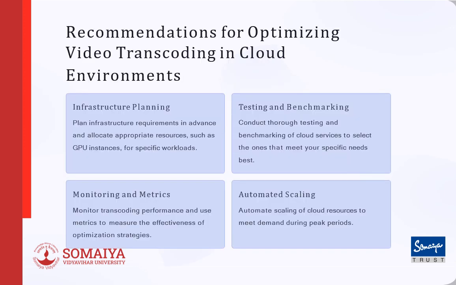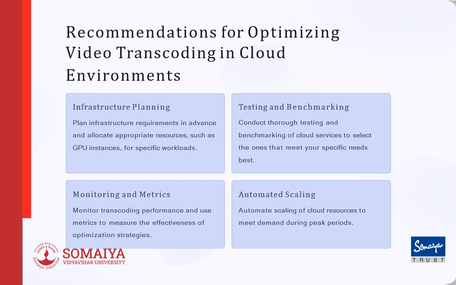Recommendations for optimization of video transcoding in the cloud environment. Infrastructure planning: plan infrastructure requirements in advance and allocate appropriate resources, such as GPU instances, for specific workloads. Monitoring, testing and benchmarking: conduct thorough tests and benchmarks of the cloud service to select the one that meets your specific needs best. Various infrastructure as a service options are available on the cloud. Also we can apply different combinations of host, kernel, and basic hypervisors on which we can host our videos. So basically we can test them by benchmarking.